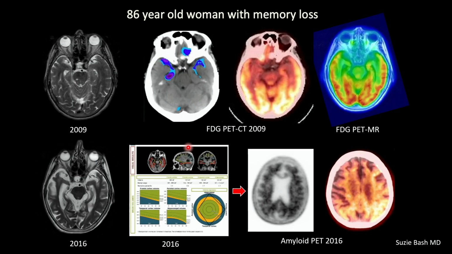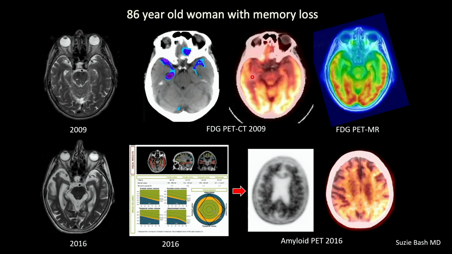Case. Here's a very nice case that was loaned to me by Dr. Bash. You can see the patient was originally seen in 2009. You might suspect that this was Alzheimer's disease. It does look like there's asymmetric temporal lobe volume loss. It was clinically suspected, so the patient had an FDG metabolic PET.